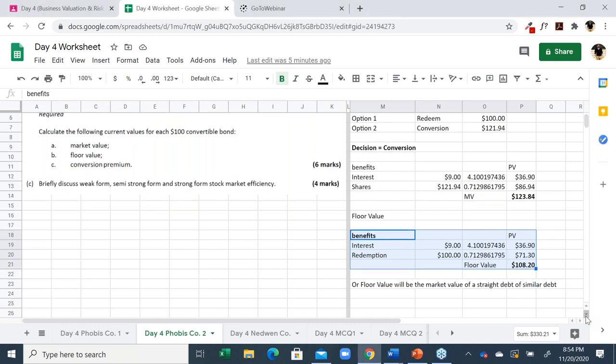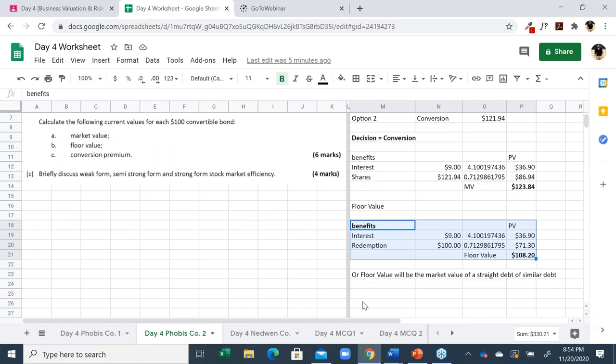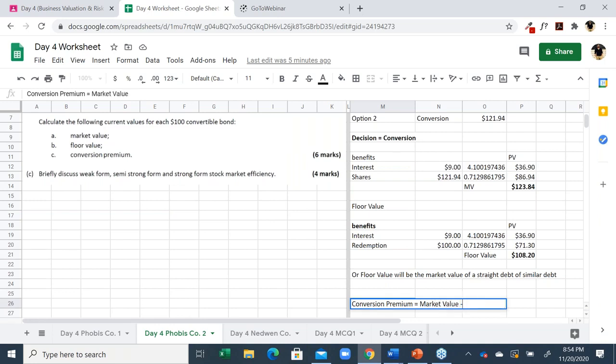Thank you so much. Okay, last one, the conversion premium. Conversion premium is equal to market value minus current conversion value.